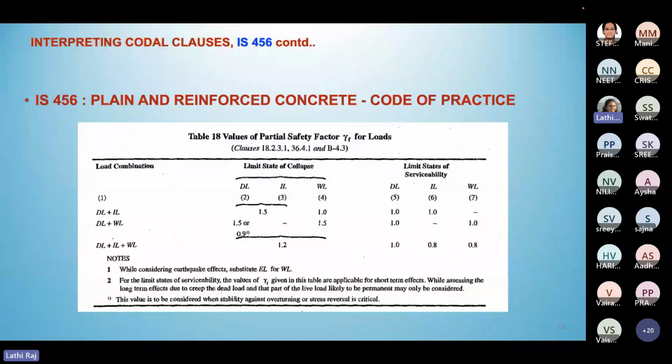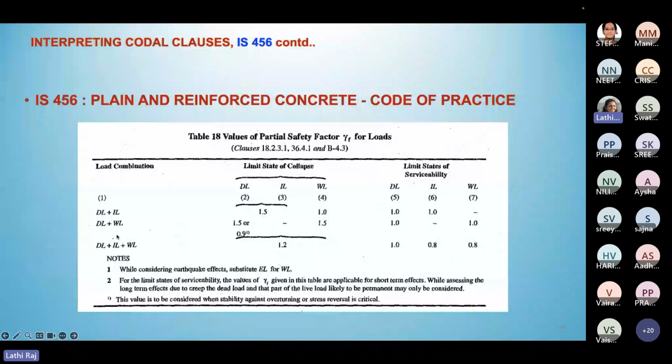So don't understand that when you are having a combination with wind load and imposed load, you have to reduce the dead load. It does not mean that. 0.9 you have to use when you are checking the building against stability. So it explains here this value is to be considered when stability against overturning or stress reversal is critical. Then you reduce the dead load. Otherwise, you have to use 1.2.